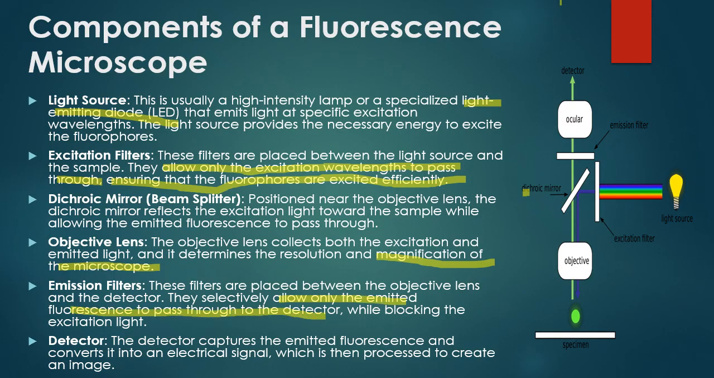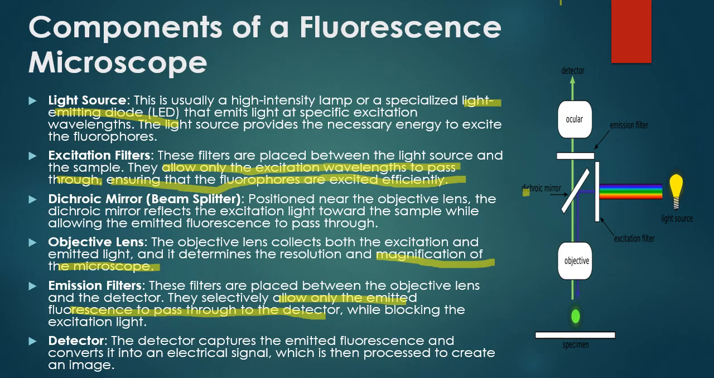That means it only allows the fluorescence material, that is fluorescence light, to pass through to the detector. It will not allow the blue light over here. It will allow only the green light, that is, only the fluoresced green light will go to the detector. It will block the excited light, that is, the blue light will be blocked over here.